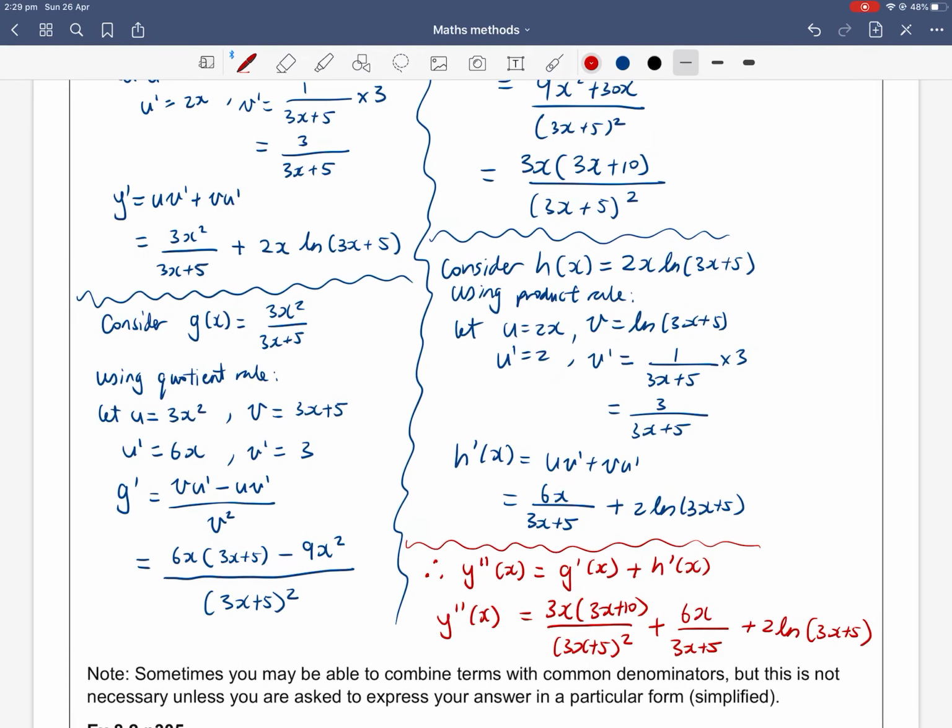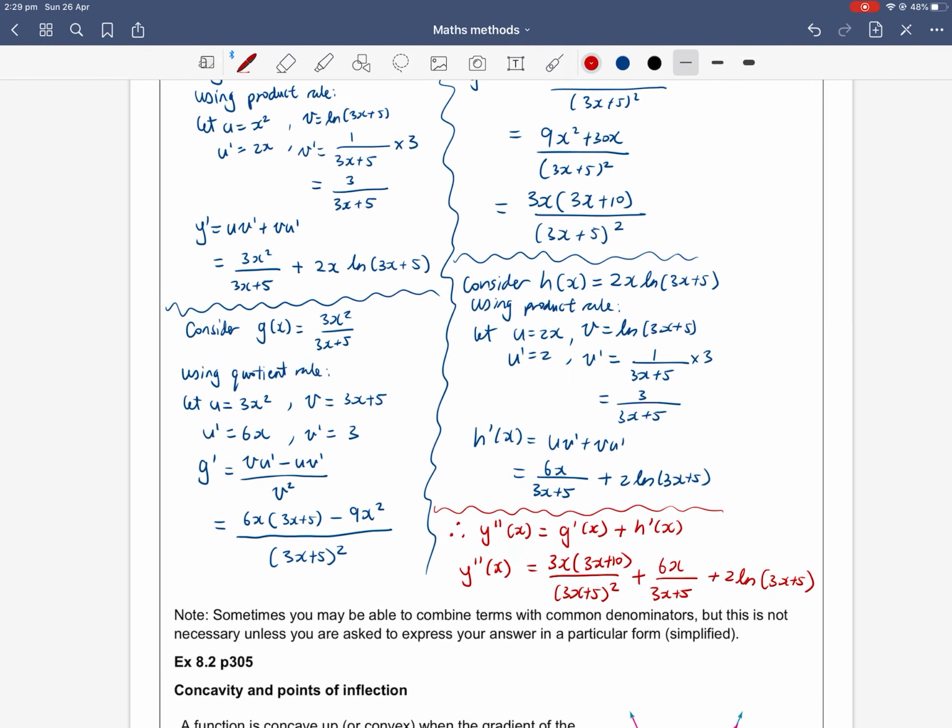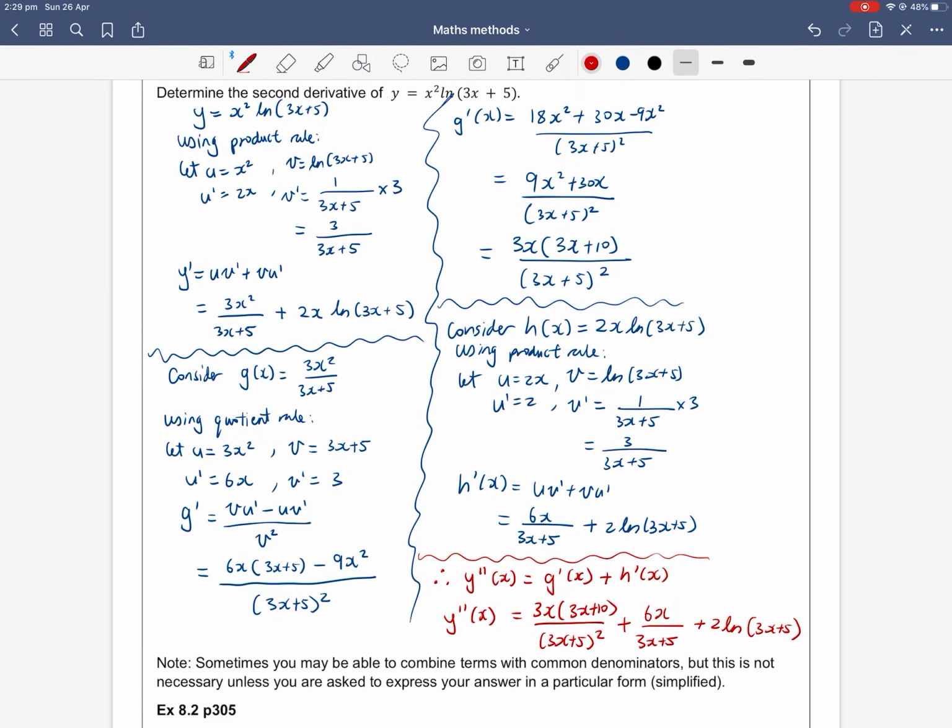So when you differentiate, if you have individual terms which need separate product rule and quotient rules, do it separately, and then at the end combine them back together.